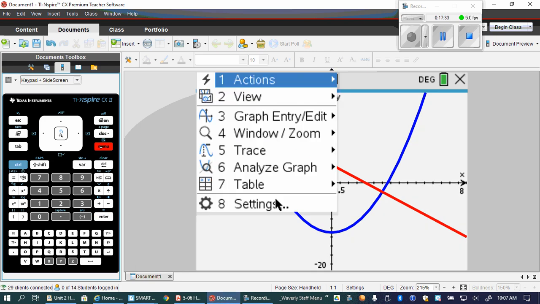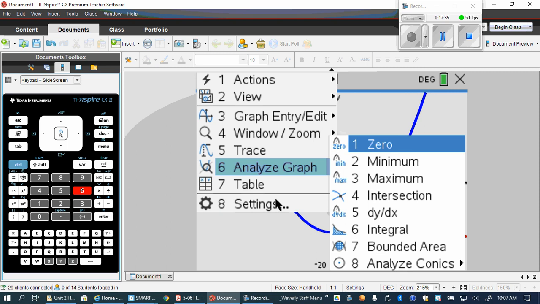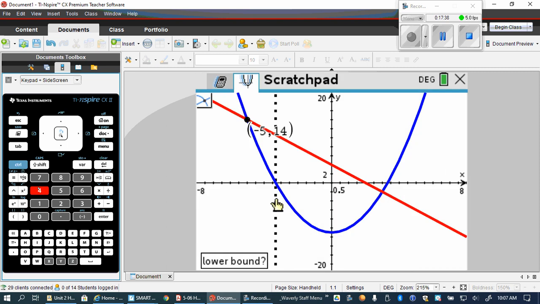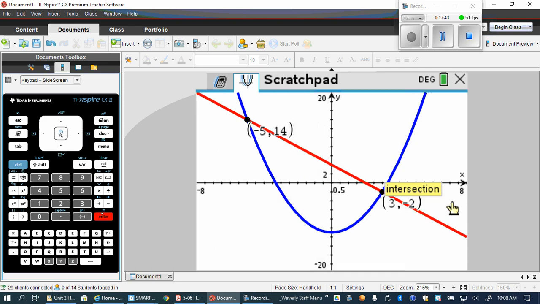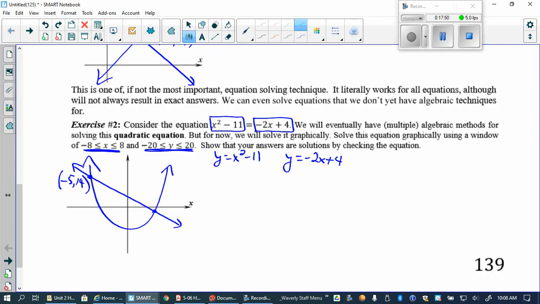So menu, analyze graph, intersection. I'm already at the lower bound, so you enter, and I'll slide over to the other side of that one. 3, negative 2. Okay, so this is at 3, comma, negative 2. And if we plug both of those in here, by the way, what are the x values that are the solution to this? x equals what?